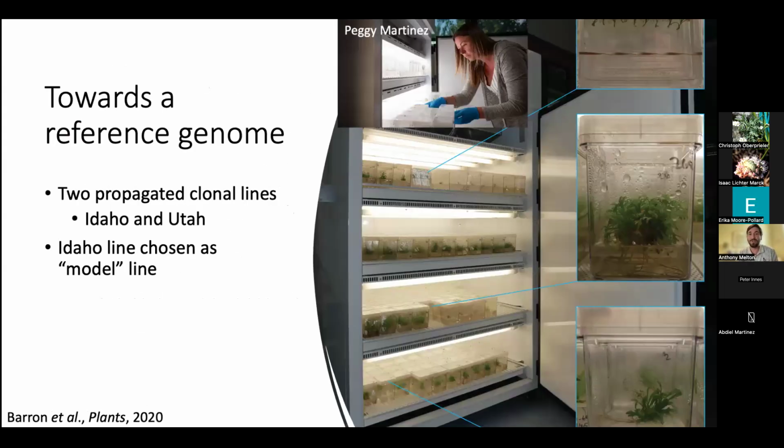But one thing within the Gem3 program that we wanted was to develop a reference genome for Artemisia tridentata to help push some of this genome to phenome type research forward.